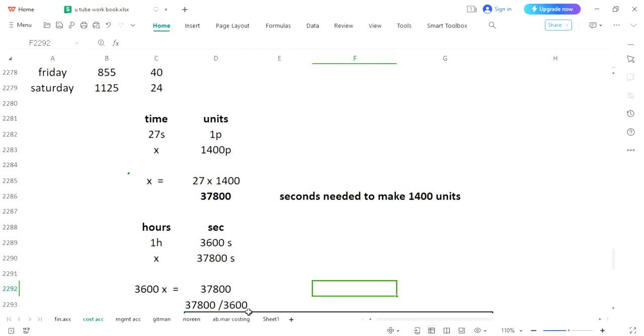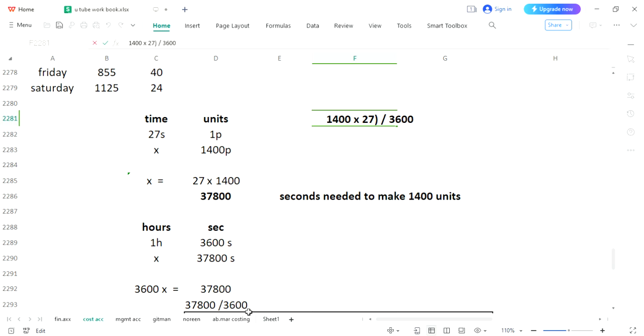So collectively what actually you have done, 1400 was multiplied by 27, and then it was divided by 3600 to make hours. So please note it down. This was your complete procedure for calculation, and let's calculate it.